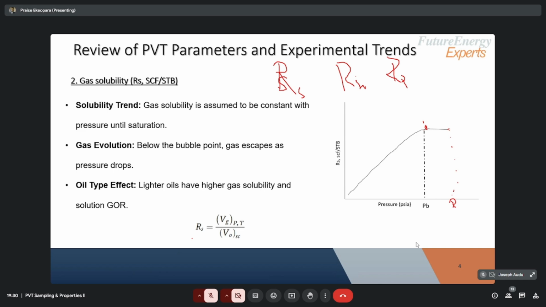So the formula you are seeing here, as I have explained, is simply the volume of gas at a given reservoir pressure and temperature over the volume of oil at standard conditions. Okay, so once we use this relationship, we can estimate our RS. When we are talking about the various PVT experiments, I will bring this up again to inform us how it's being estimated in the lab.